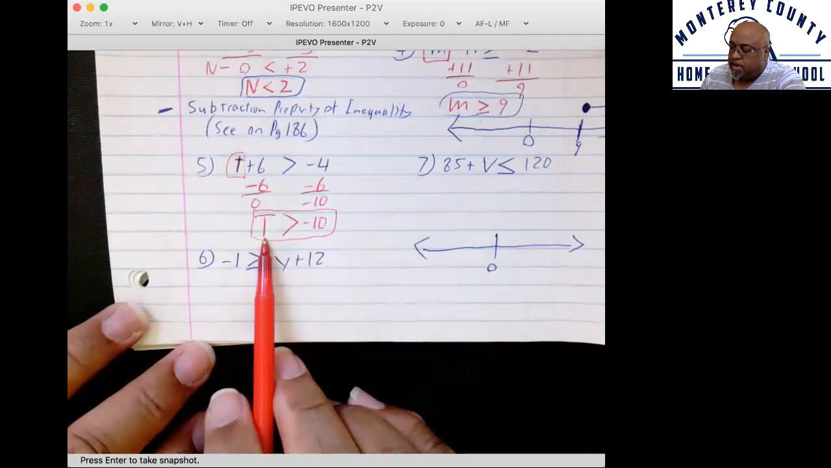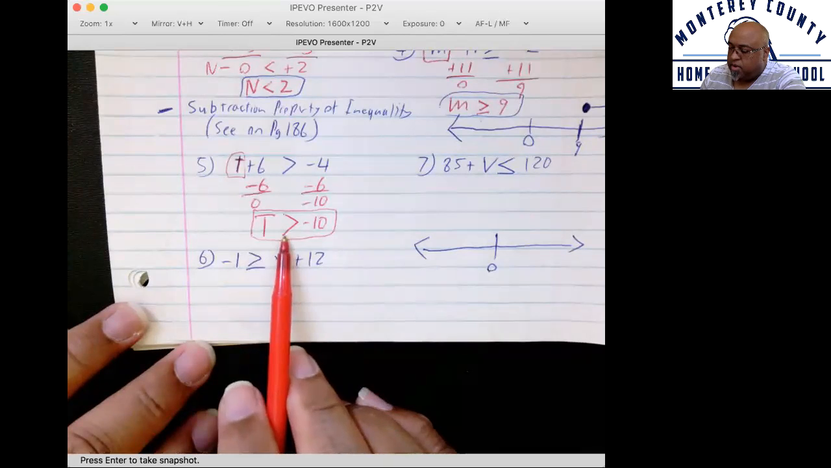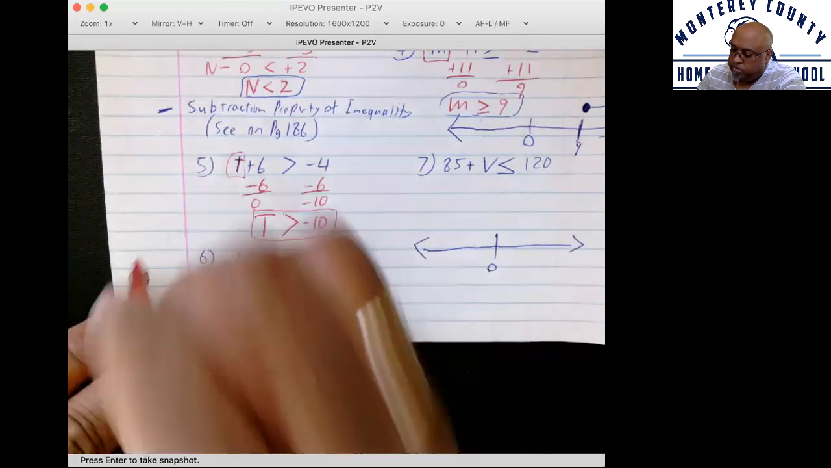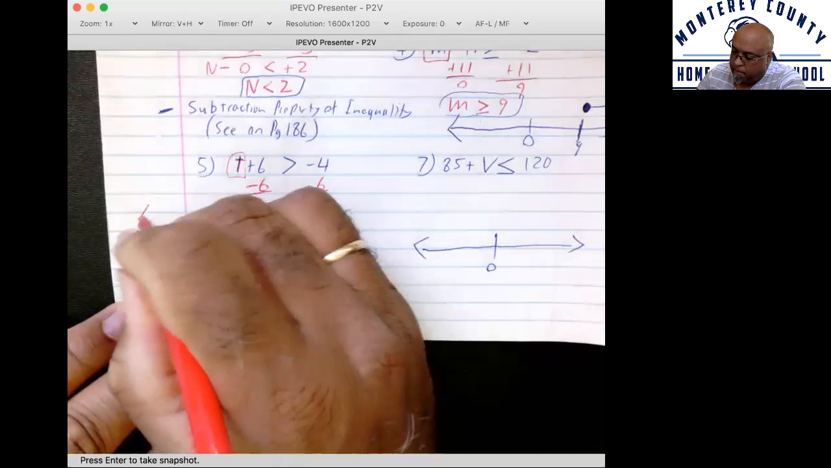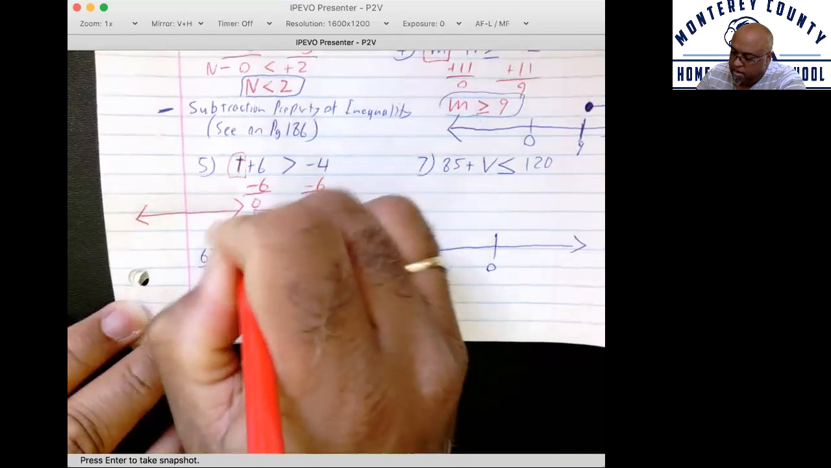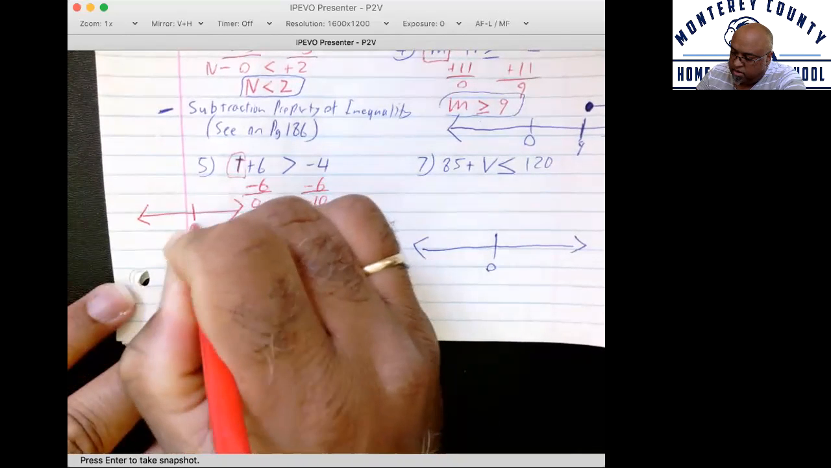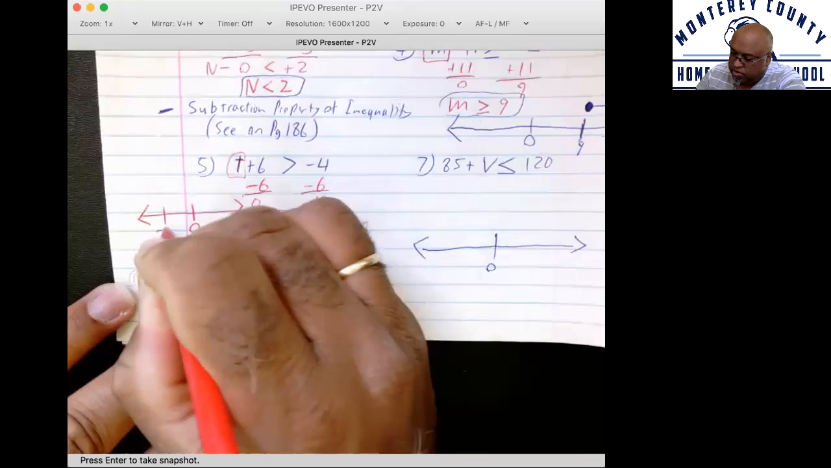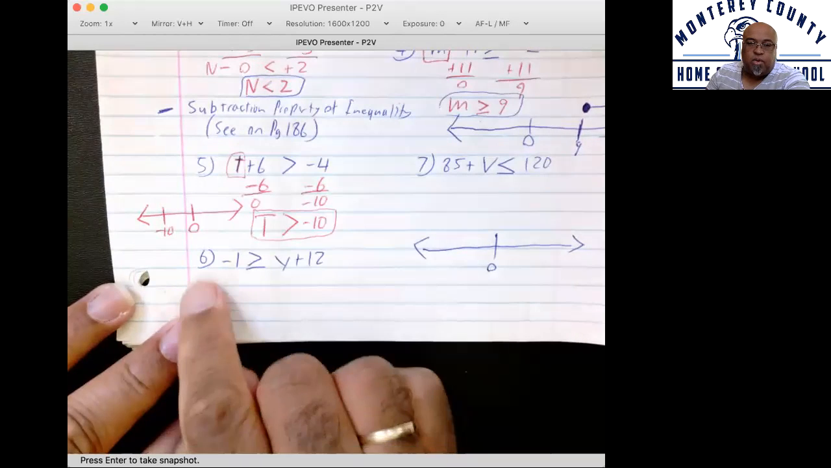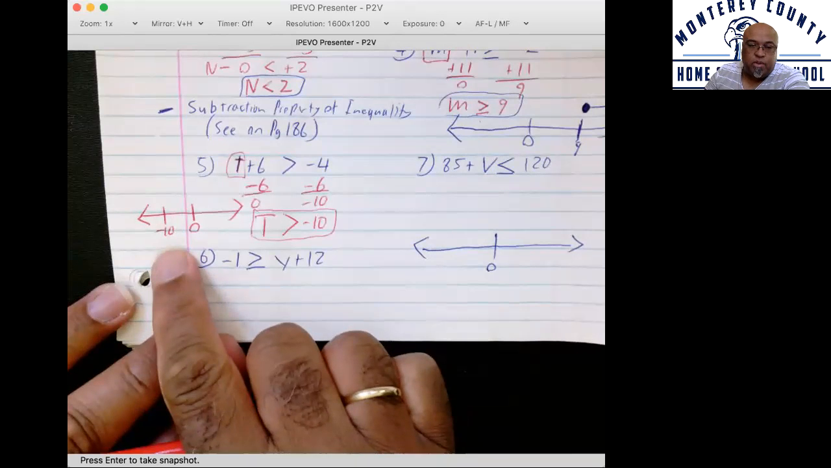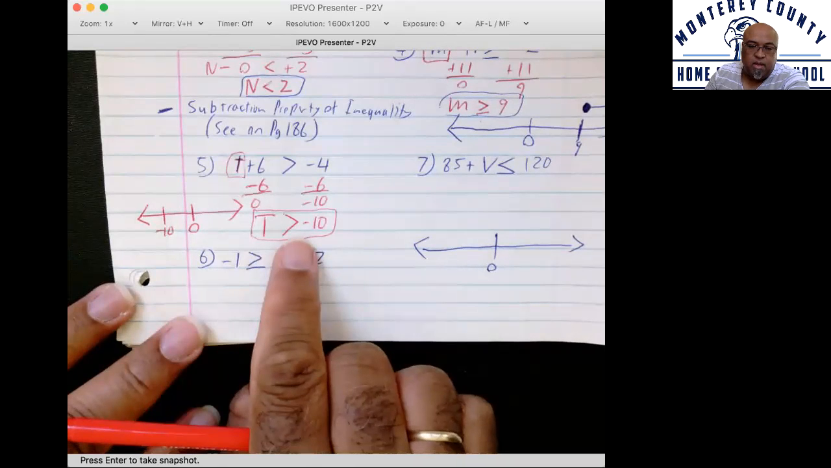Now in this case, the answer is t is greater than negative 10. Let's graph it. Now remember, on your number line, you only need 0 and your solution. In this case, you'll notice that I wrote my solution to the left of 0. Why? Because it's a negative. Okay?